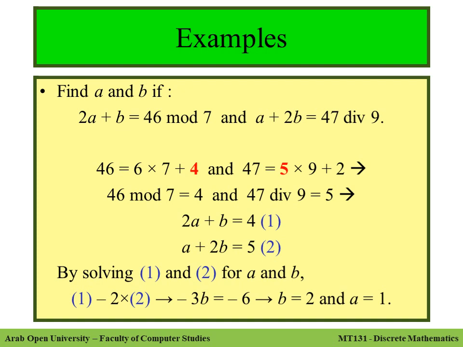So this is a solution of those two equations, a system of two equations. Of course, the main thing was to evaluate 46 mod 7, which turned out to be 4, and 47 div 9, which turns out to be 5. Of course, the mod, as we said, is the remainder, and the div here is the quotient. The remaining thing is just solving linear equations, which is a subject of algebra.